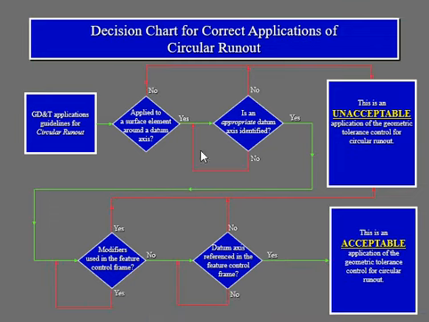Okay, so this is the big picture of your decision making, going yes or no for each step, in order for us to decide whether it's unacceptable or acceptable.